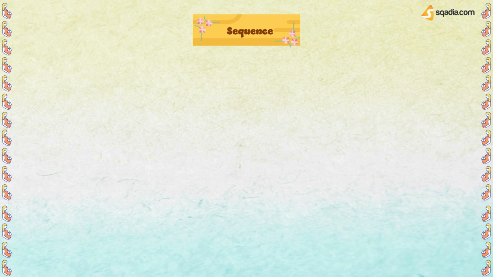Well, class, sequences are cascades of events. Ma'am, I cannot understand it. Okay, let me simplify it for you. Sequences are cascades of events. It means A leads to B, and B leads to C, and C leads to D. But if B is absent, C cannot occur. And ultimately, D can also not occur.